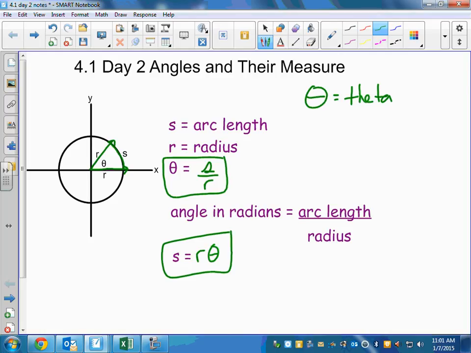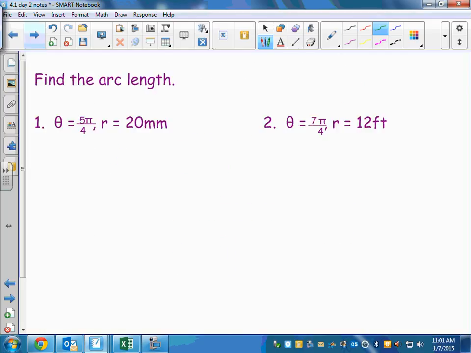So let's look at a couple examples. Arc length: S equals R times theta. That's your formula. So if I want to find the arc length, they're going to give you an angle. They tell me theta equals 5 pi fourths. And they tell me that the radius of that circle is 20 millimeters. And so then I define what is the arc where that angle intersects the circle, right? And so usually they'll give you a picture. But you're just really going to say that S equals 20 times 5 pi over 4.